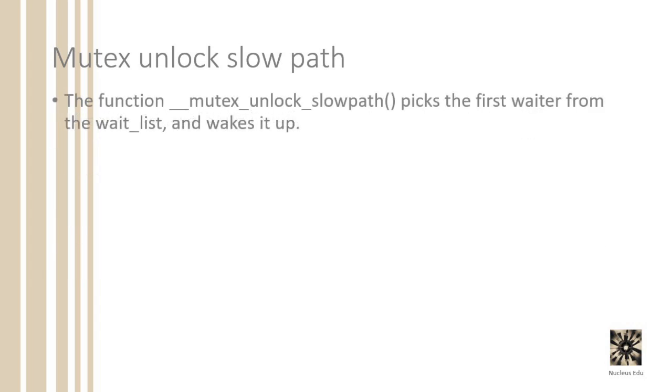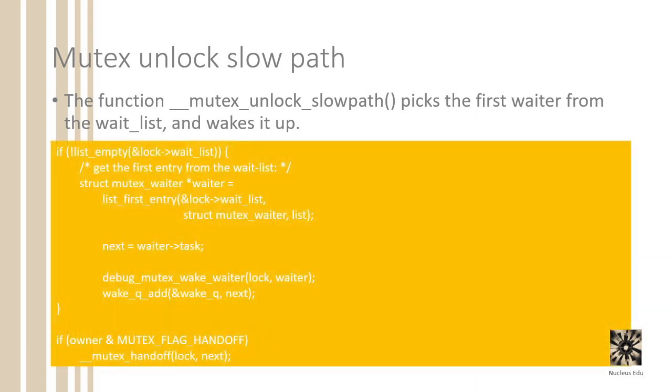Right, so discussing the second step, as I mentioned, the function __mutex_unlock_slowpath picks the first waiter from the wait list, and if you see, it does a list_first_entry which basically picks up the first waiter, and it adds it to a wake up queue. It also wakes it up later in the end of the function, but before that it checks this MUTEX_FLAG_HANDOFF, and if that is set, it calls the __mutex_handoff function.